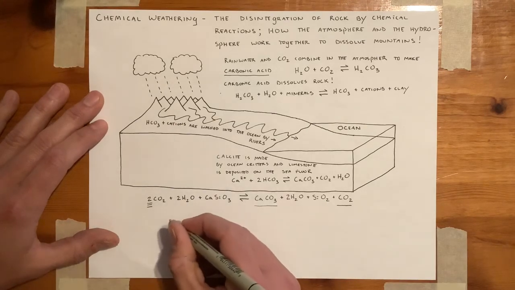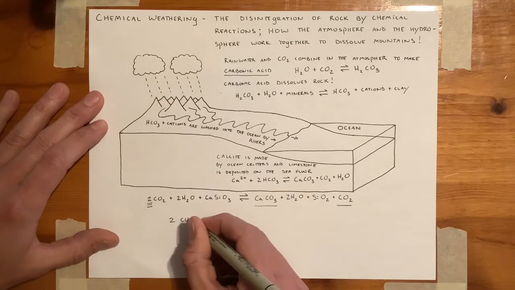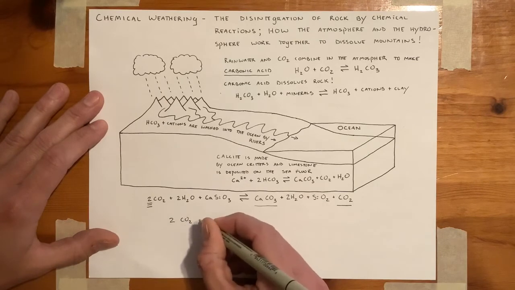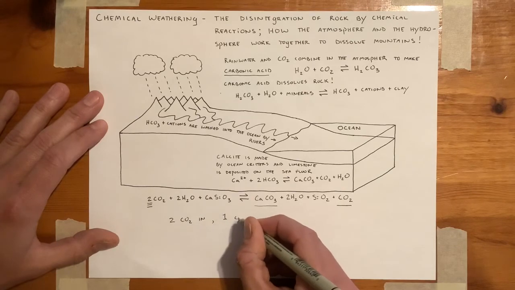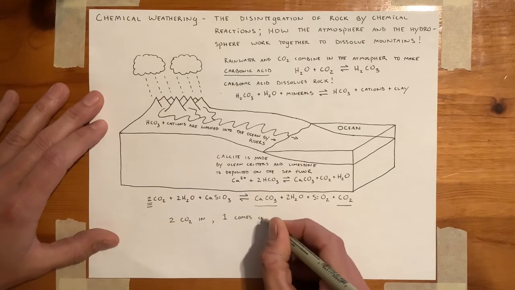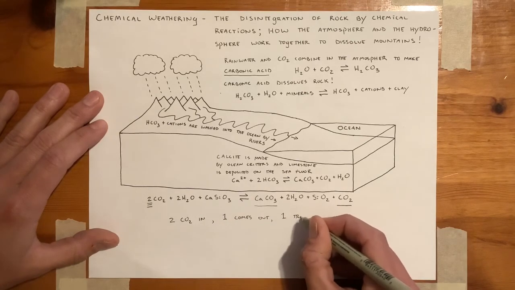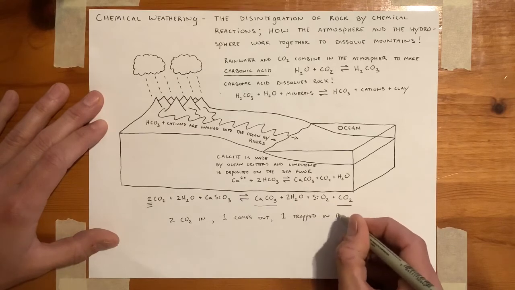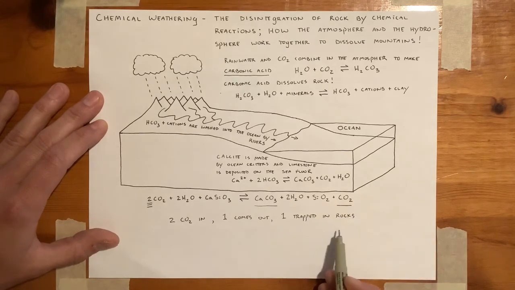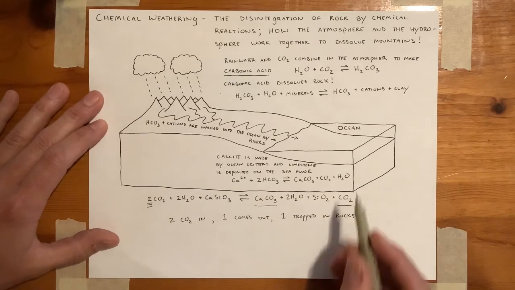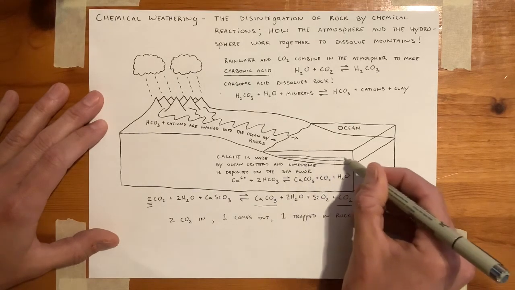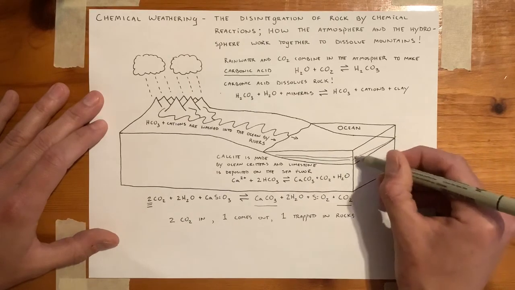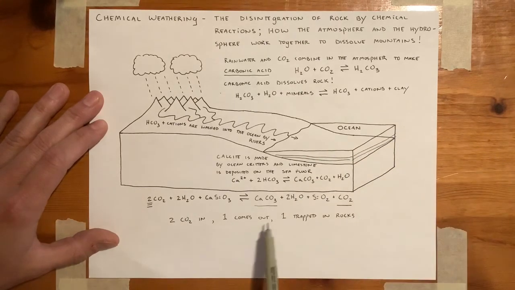So there are 2 CO2 molecules that go in, 1 comes out, and 1 gets trapped in rocks. Those rocks will be deposited on the sea floor, and it's mostly limestone that we're talking about, calcium carbonate.